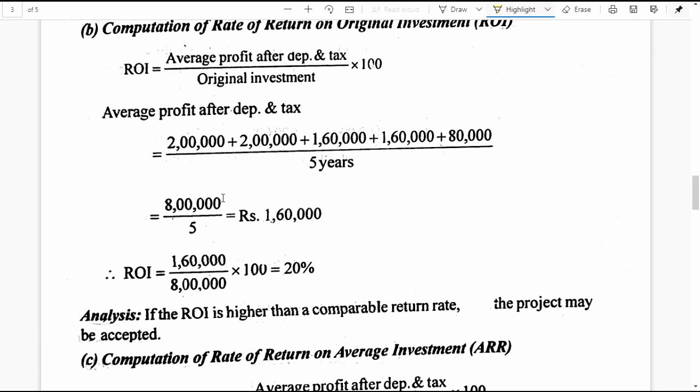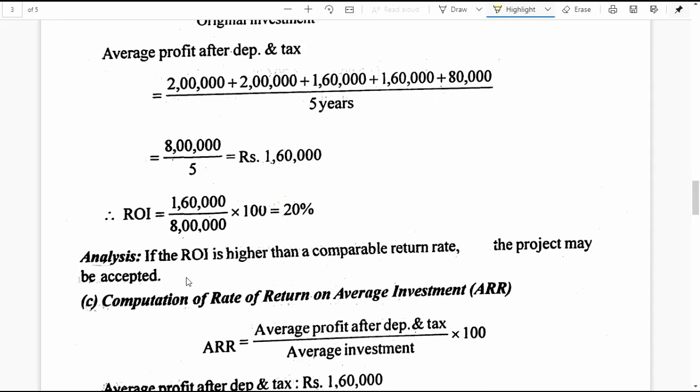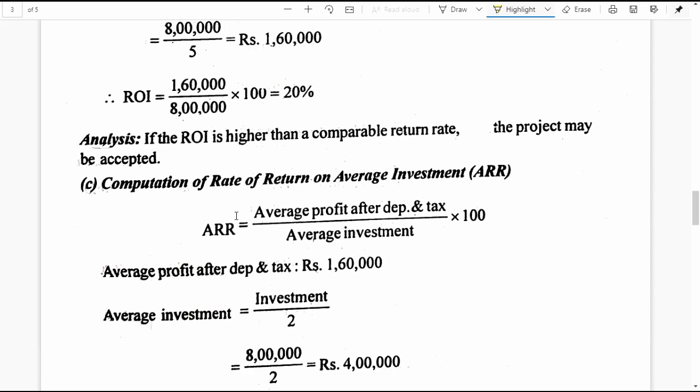The profit after tax divided by 5 years gives us the annual average profit after tax of 1,60,000. Now let's calculate return on original investment. The annual average profit of 1,60,000 divided by original investment 8 lakhs into 100 gives us 20% return on investment. What is the analysis? If the return on original investment is higher than a comparable return rate fixed by the company, the project may be accepted.